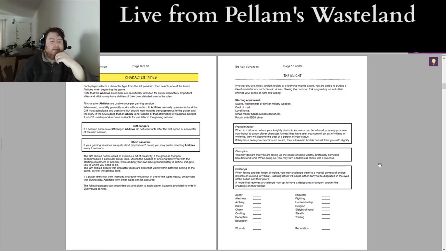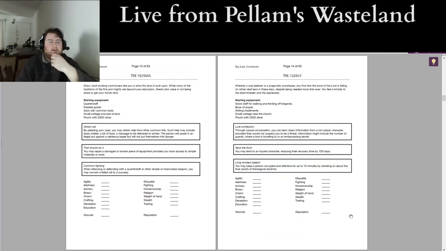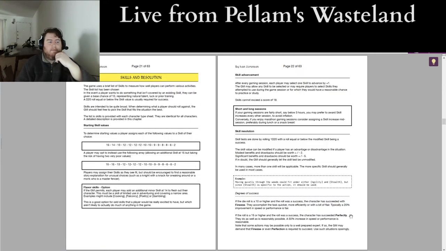Anyway, these sheets also have space for wounds and reputation, which is basically what you track in terms of advancing, and wounds you track in terms of obviously getting wounded. And then this is the skill list right here. Agility, alertness, archery, brawn, charm, crafting, deception, education, etiquette, fighting, horsemanship, religion, sleight of hand, stealth, and trading. That's all the skills. And when you create your character, there is a starting skill value array. And you can see that here on page 21.